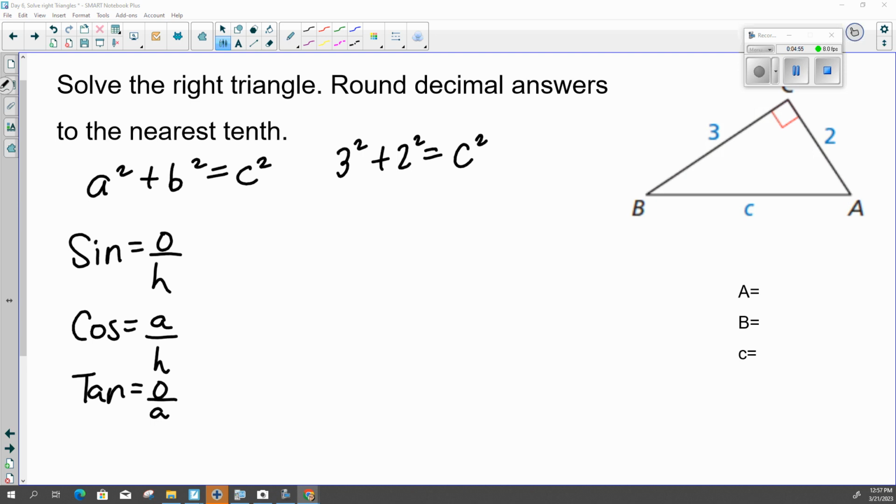And if you get a decimal, that's actually super common. They're not always Pythagorean triples. Sometimes they are, but not always.